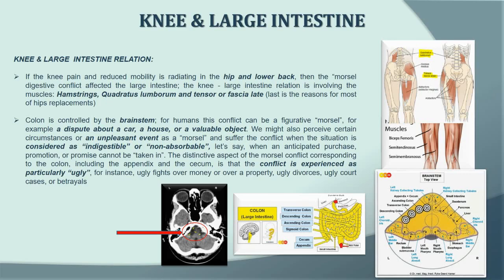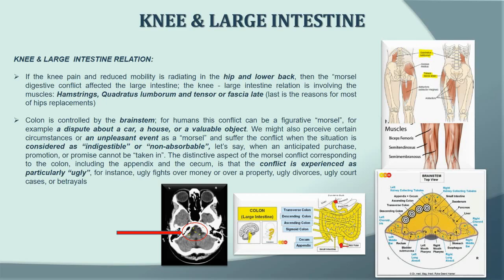Your colon also is controlled by the brainstem. For humans, this conflict can be a figurative morsel conflict, for example, a dispute about a car, a house, or another valuable object. We might also perceive certain circumstances or unpleasant events as a morsel conflict and suffer the conflict when the situation is considered indigestible or non-absorbable. Let's say when an anticipated purchase or promotion or promise cannot be taken in.